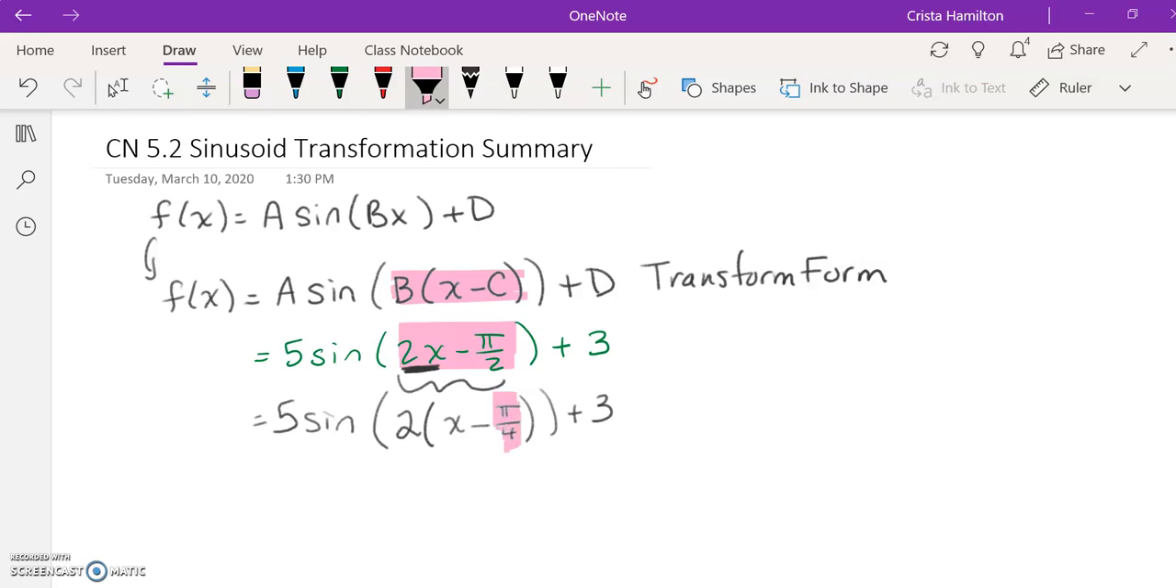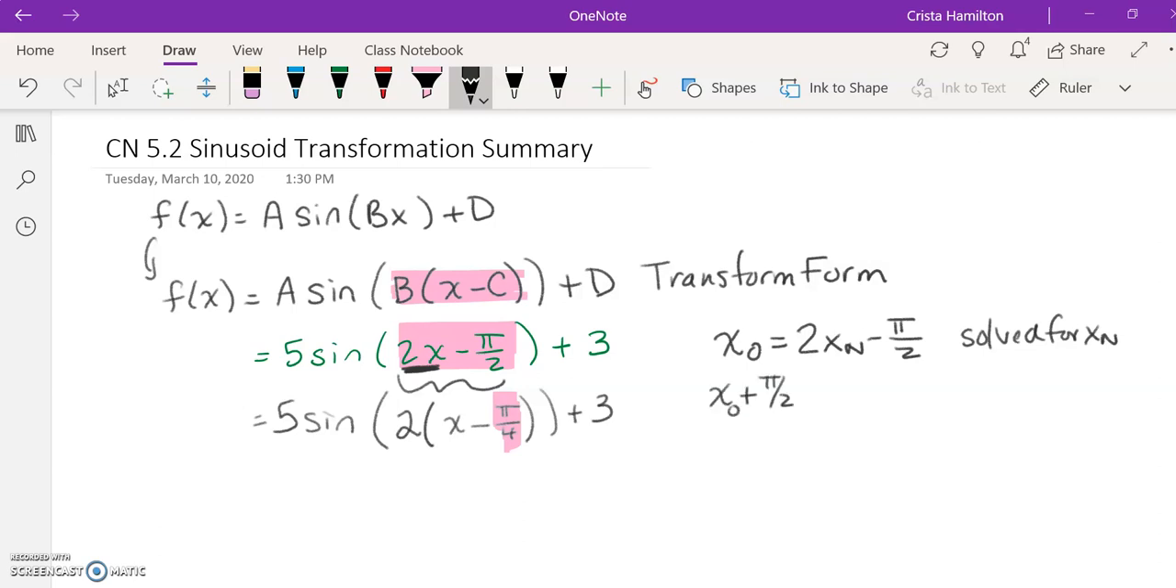Now, let's relate this back to our transformation anchor point rule that we had done before. What we would have done before is we would have said that x old equals 2x new minus pi over 2. Then we would have solved for x new, and that would give us our transformation rule. So I would first add the pi over 2 to the other side, giving 2x new, and then I'm going to divide by 2, which is the same as multiplying by a half.